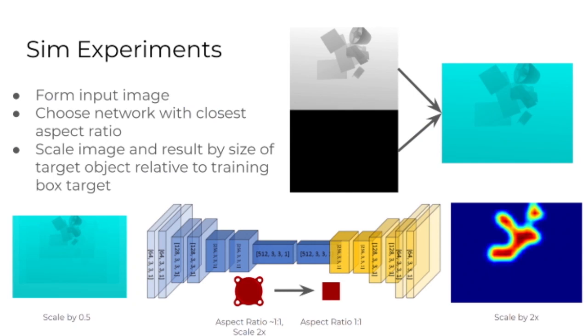Then, during testing, we choose the output channel that most closely matches our target object unseen in training. For example, the lid object shown here most closely matches the 1-to-1 aspect ratio. We also scale the input image according to the scale of the target. For example, here the image is zoomed out by a factor of 2, since the target object is about twice as large as the training object.